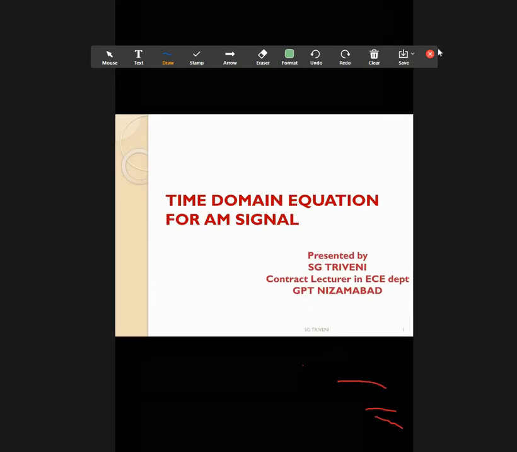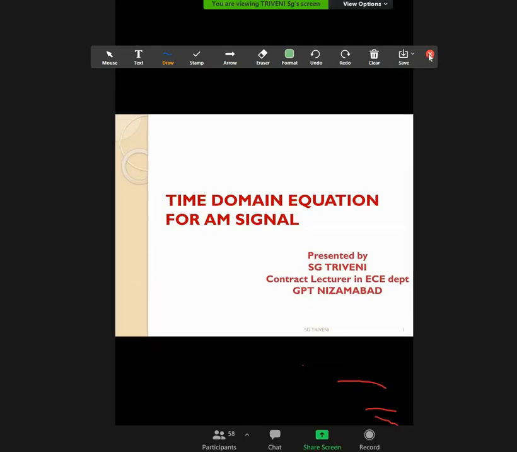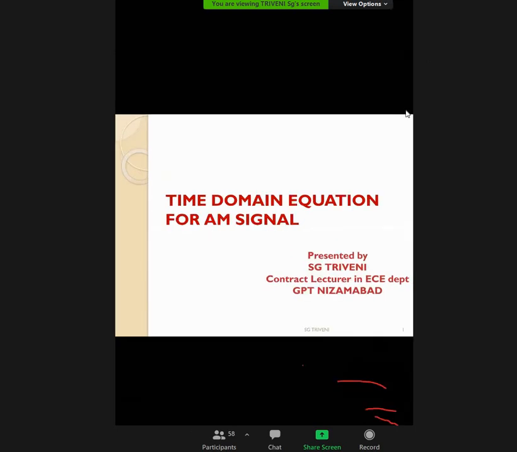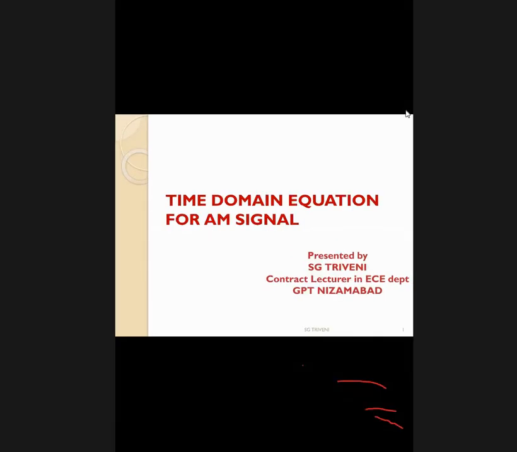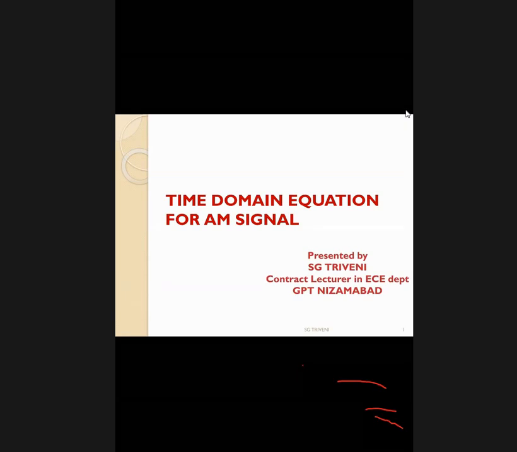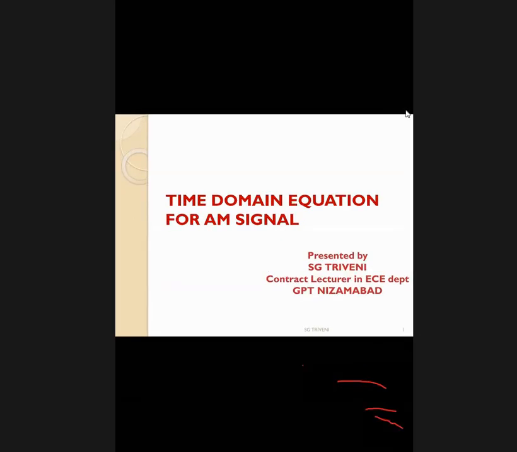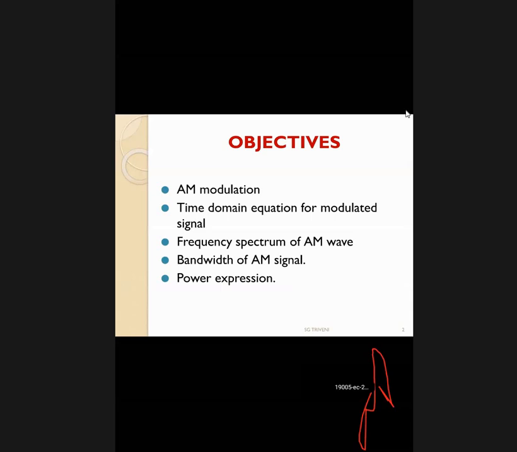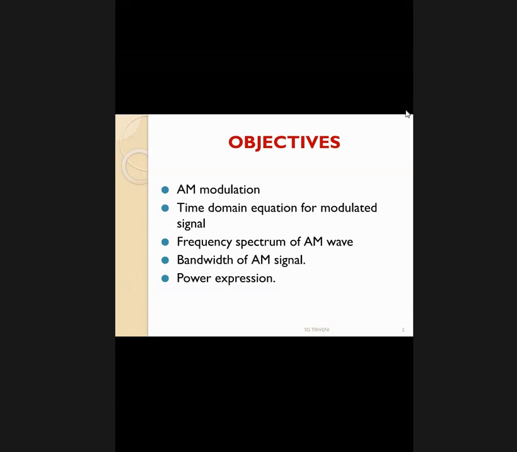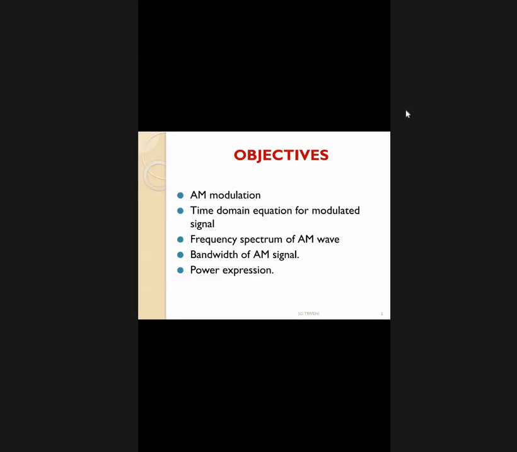Learn about the amplitude modulation and the angle modulation and the derivation for the time domain equation of the AM signal. Okay. In this presentation now we are going to derive the time domain equation for the AM signal. Mainly in this slide we are going to learn about what is meant by the AM modulation and what is the time domain equation for the modulated signal and what is the frequency spectrum of the AM wave and bandwidth of the AM signal and the power expression for the AM signal.